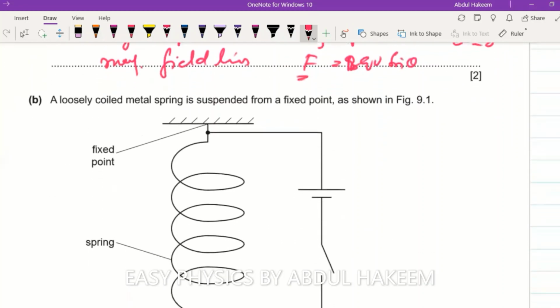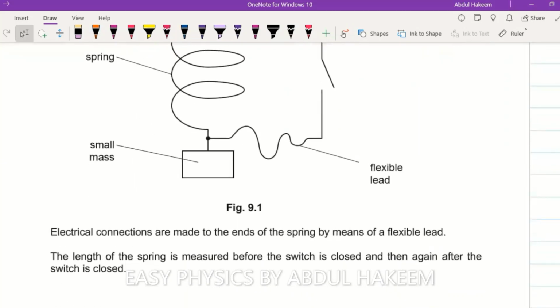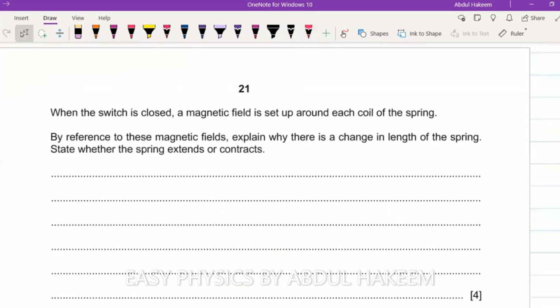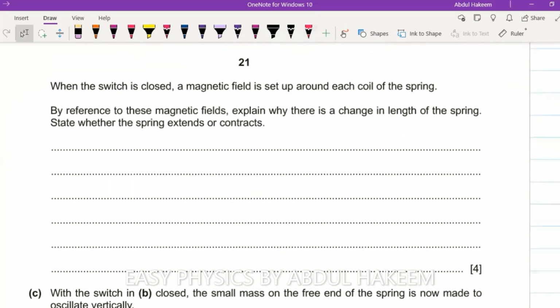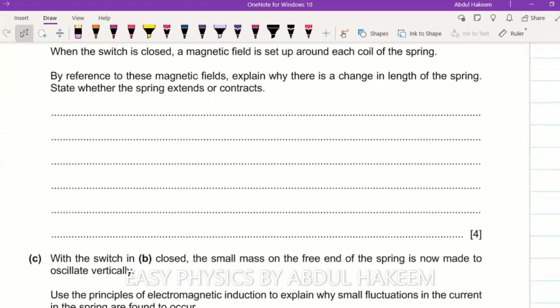And the next: a loosely coiled metal spring is suspended from a fixed point as shown in the figure. Electrical connections are made to the ends of the spring by means of flexible leads. The length of the spring is measured before the switch is closed, and then again after the switch is closed. When the switch is closed, a magnetic field is set up around each coil of the spring. By reference to this magnetic field, explain why there is a change in the length of the spring. State whether the spring extends or contracts.